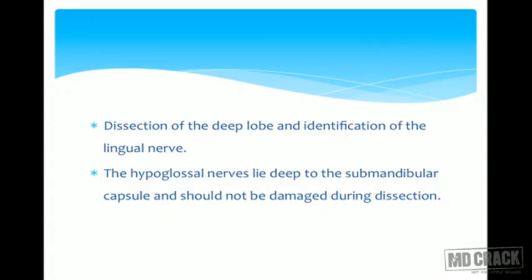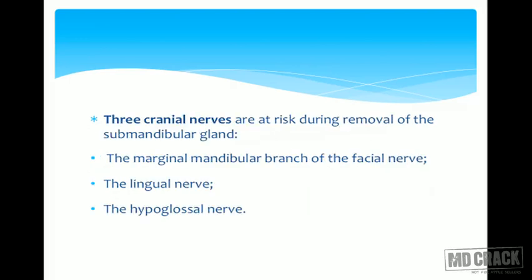Next you dissect the deep lobe and identify the lingual nerve. Next we go deep and you prevent damage to the hypoglossal nerve. All these nerves are very close to the submandibular gland and they should be carefully preserved. The 3 cranial nerves which are at risk during removal of the submandibular gland are the marginal mandibular branch of the facial nerve, the lingual nerve and the hypoglossal nerve.